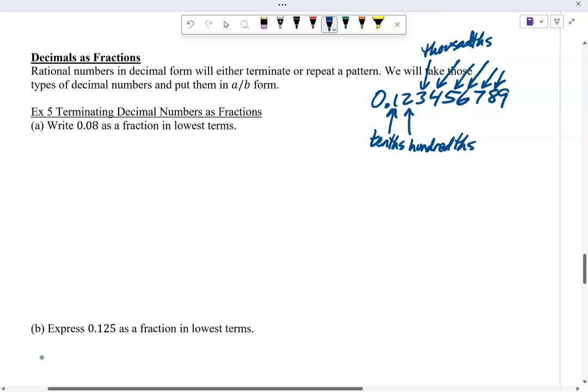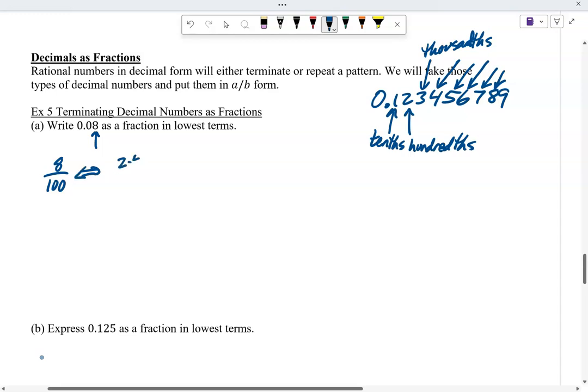So if you were to read this, I'm going to do this two different ways. I'm going to read it as my method 1. This is in the second position. So that's read as 8/100ths. So I write that as, that's the fraction form. Now it's not reduced to lowest terms. So I do need to break that up.